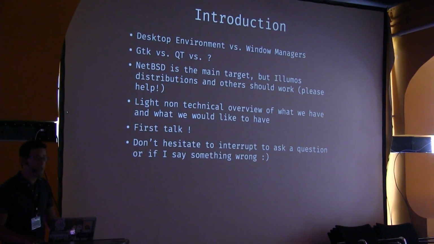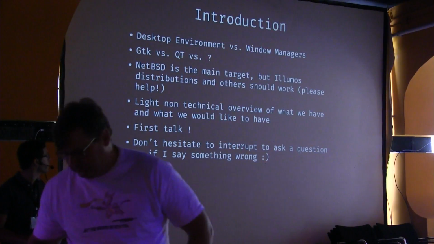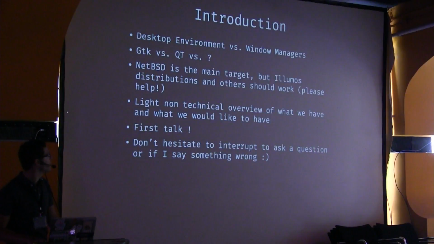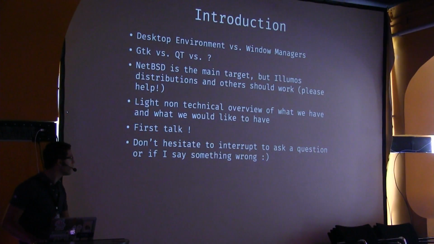As I said, NetBSD is my main target, because that's what I use at home when I'm not traveling with the laptop. But illumos distributions like SmartOS, illumos, and now Tribblix should be supported pretty well, thanks to Jonathan Perkin. This is also my first talk, so if I'm nervous, it's normal. And don't hesitate to interrupt and ask questions during my talk.